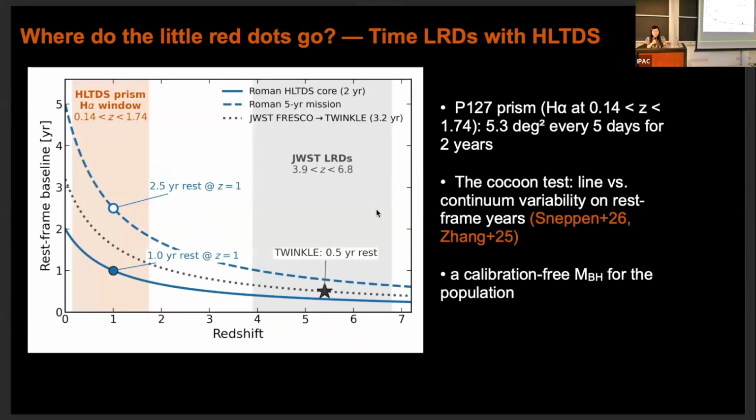Okay. Roman will not only enable us to count the LRDs, but it will also enable us to time the LRDs. The High Latitude Time Domain Survey will cover grism spectroscopy over 5 square degrees every 5 days for 2 years. And this is a rest-frame baseline of 1 year at redshift 1. For comparison, Twinkle is probing a rest-frame baseline of half a year at best. So this will enable us to do direct reverberation tests and black hole mass constraints at a population level. And it's a very important measurement to independently constrain the black hole masses of this population.